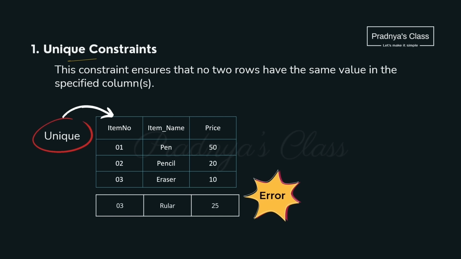Let's try to understand the first constraint. With that constraint, we make sure that no two rows will have the same value. Look at this table. This is also 0, 3 and here is also 0, 3. So this is not applicable.